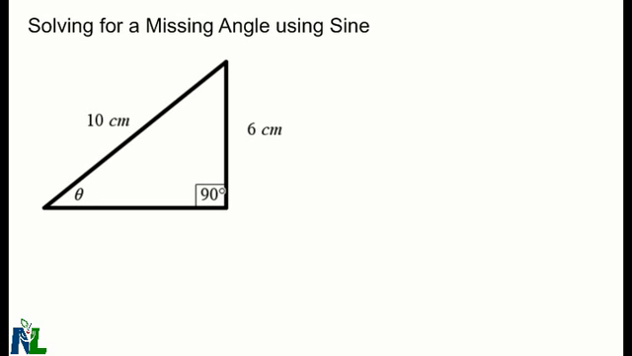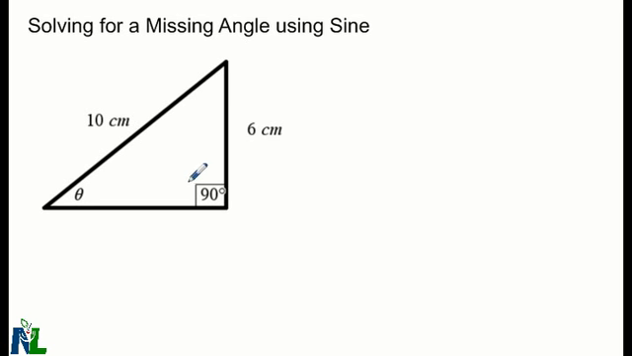Good day, everyone. In this video, we are going to look at solving for a missing angle using the sine ratio. But before we write down the sine ratio, let's label our sides correctly to verify that the sine ratio is the correct one for this problem. And to do that, we're going to look at the 90-degree angle.